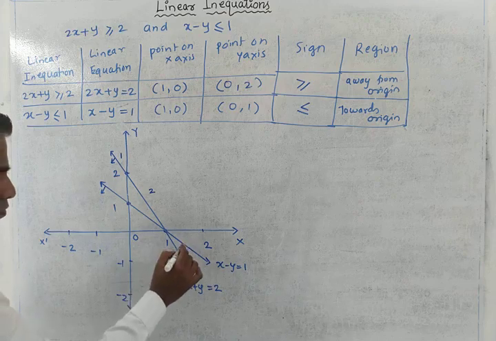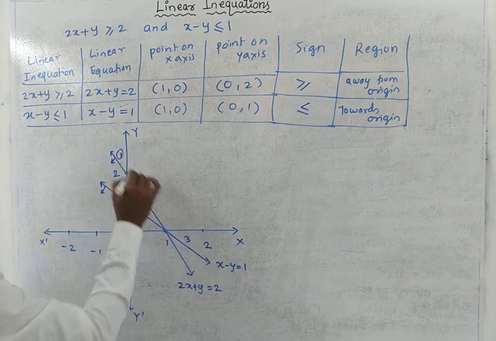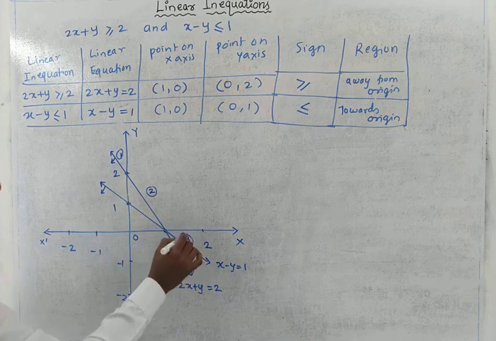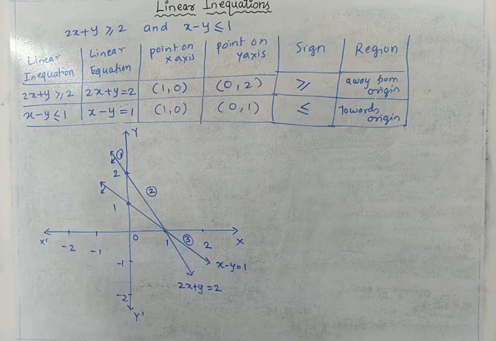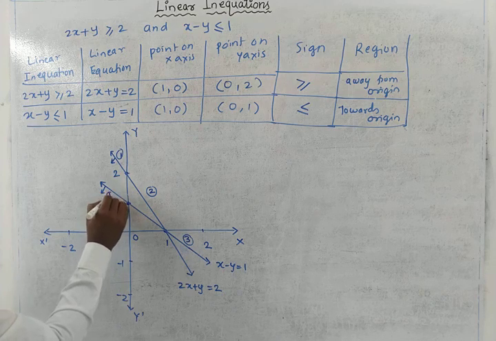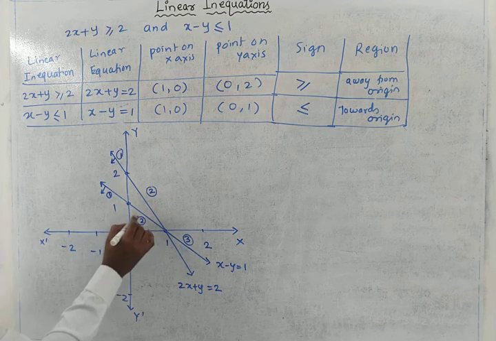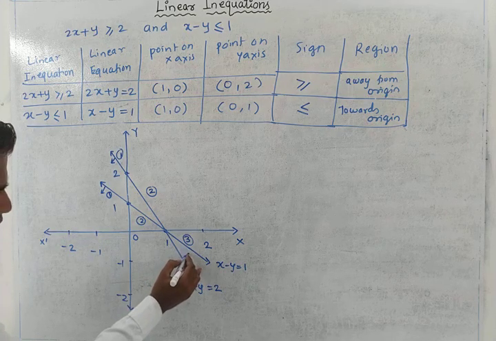Okay. These parts are away from the origin for this line. Clear? Same way for line x minus y is equal to 1. Now it is a less than equal to, so towards origin. So for this line, towards origin parts are 1, 2 and this 3.